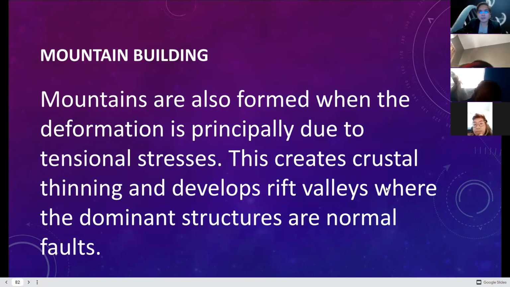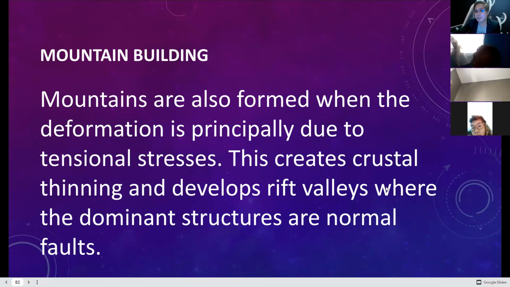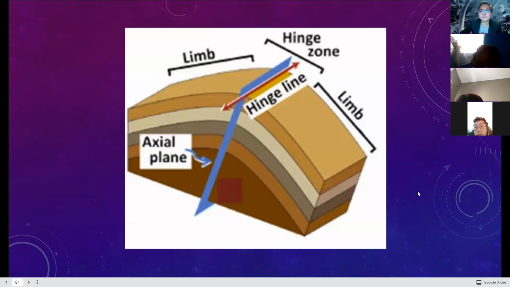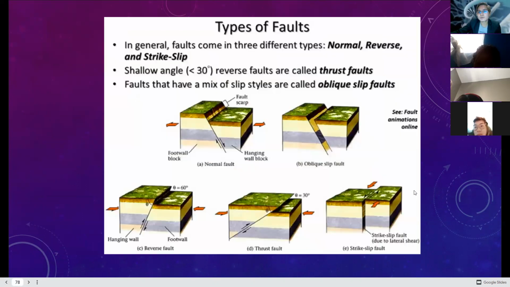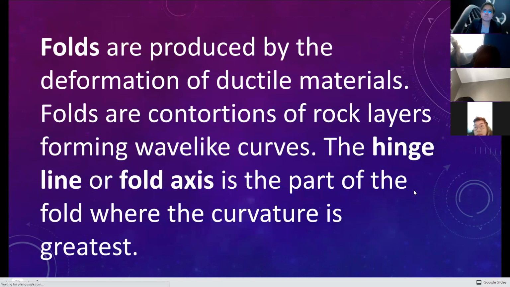Mountain building. We are now in the mountains. Mountains are formed when the deformation is principally due to tensional stresses. This creates crustal thinning and develops rift valleys where the dominant structures are normal faults. What is again the movement for the normal faults? The normal fault is going in the opposite direction.